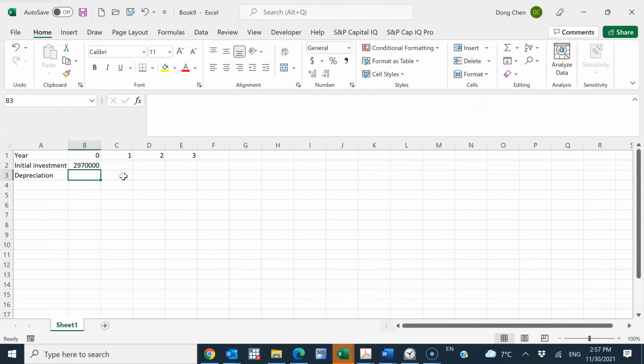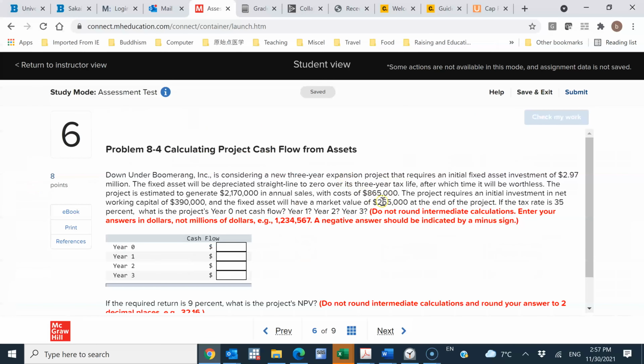So basically, this sentence tells us the annual depreciation. The depreciation will be the initial investment divided by 3 because it's a 3-year project. Because I want to extend this formula to other years, I would like to fix this cell value of the initial investment, so when I drag the cell to all other years, that value won't change. That's the purpose, and then we are done with the annual depreciation calculation.